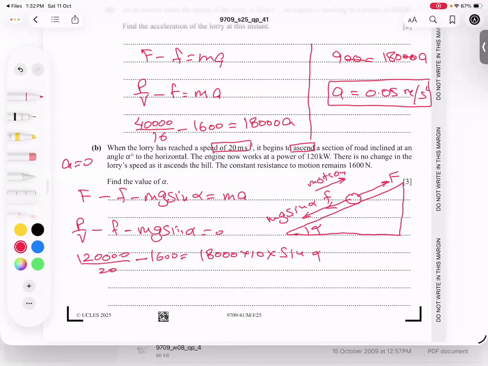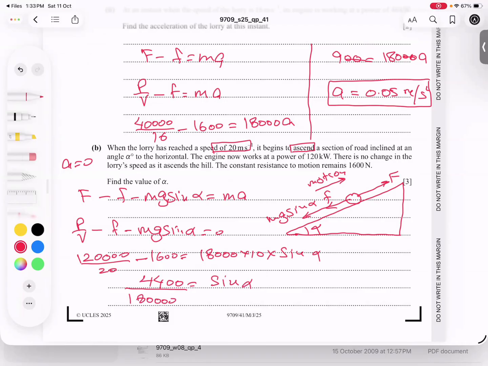We will get our answer: 120 with 3 more zeros, divided by 20, minus 1600. I got 4400. And this will be divided by 180,000. I have left sine alpha only.